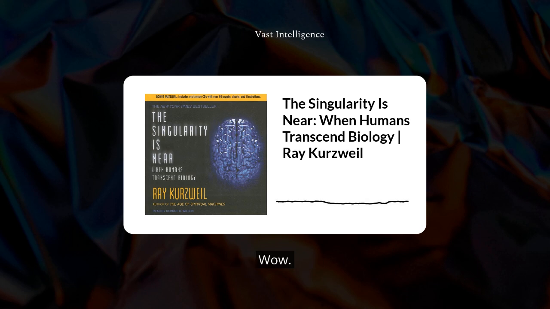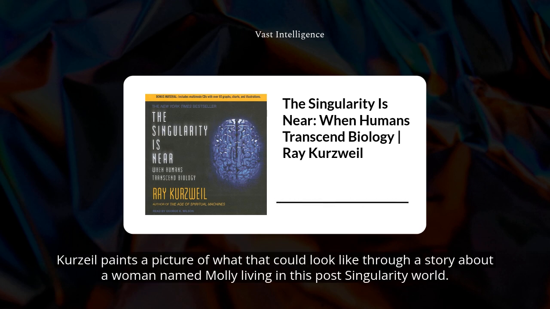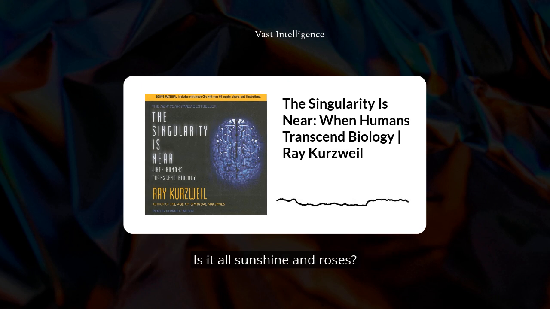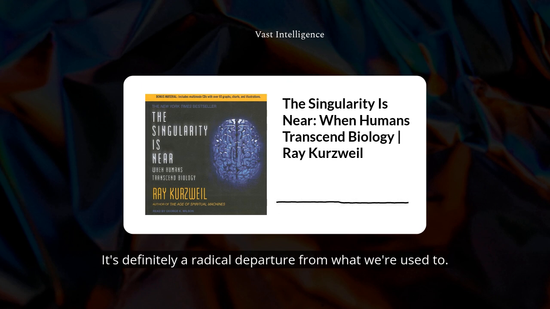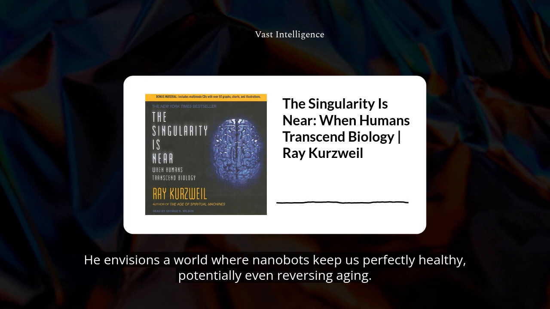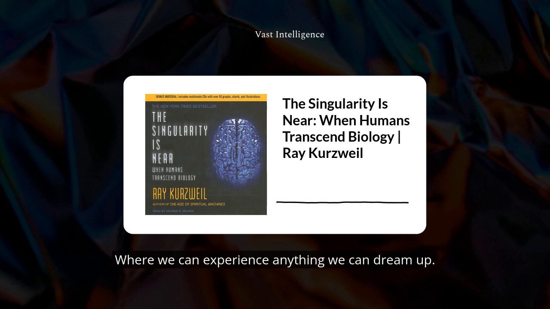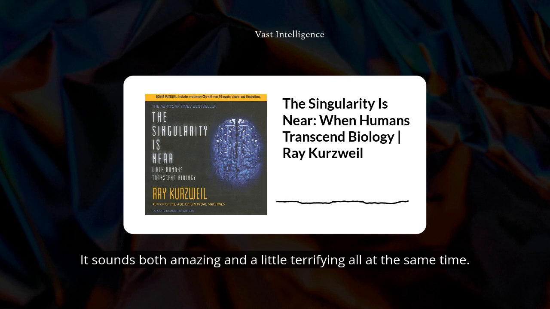That's the idea. Kurzweil paints a picture of what that could look like through a story about a woman named Molly living in this post-singularity world. So what's life like for Molly in this future? Is it all sunshine and roses? It's definitely a radical departure from what we're used to. He envisions a world where nanobots keep us perfectly healthy, potentially even reversing aging. Imagine vast virtual realities that are indistinguishable from physical reality, where we can experience anything we can dream up. It sounds both amazing and a little terrifying all at the same time.